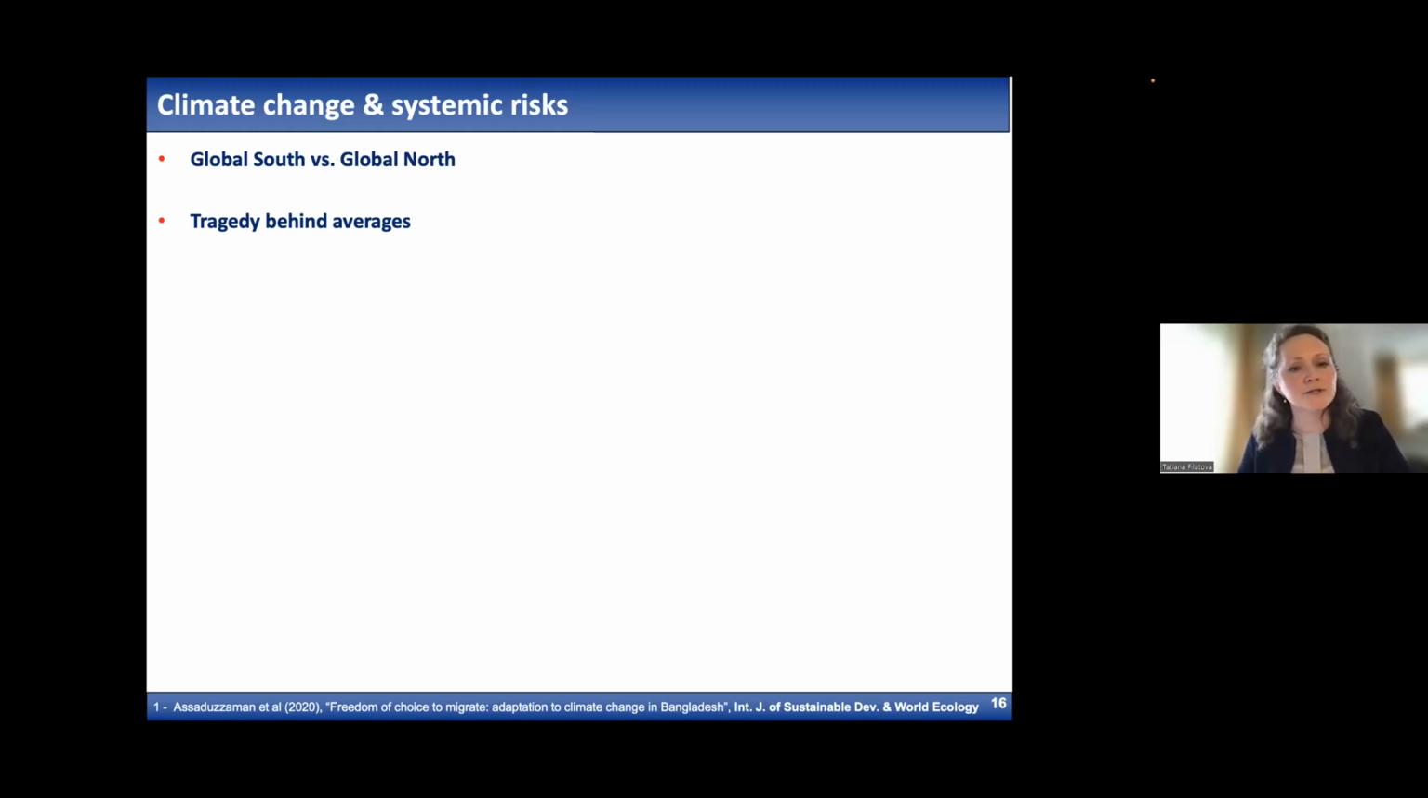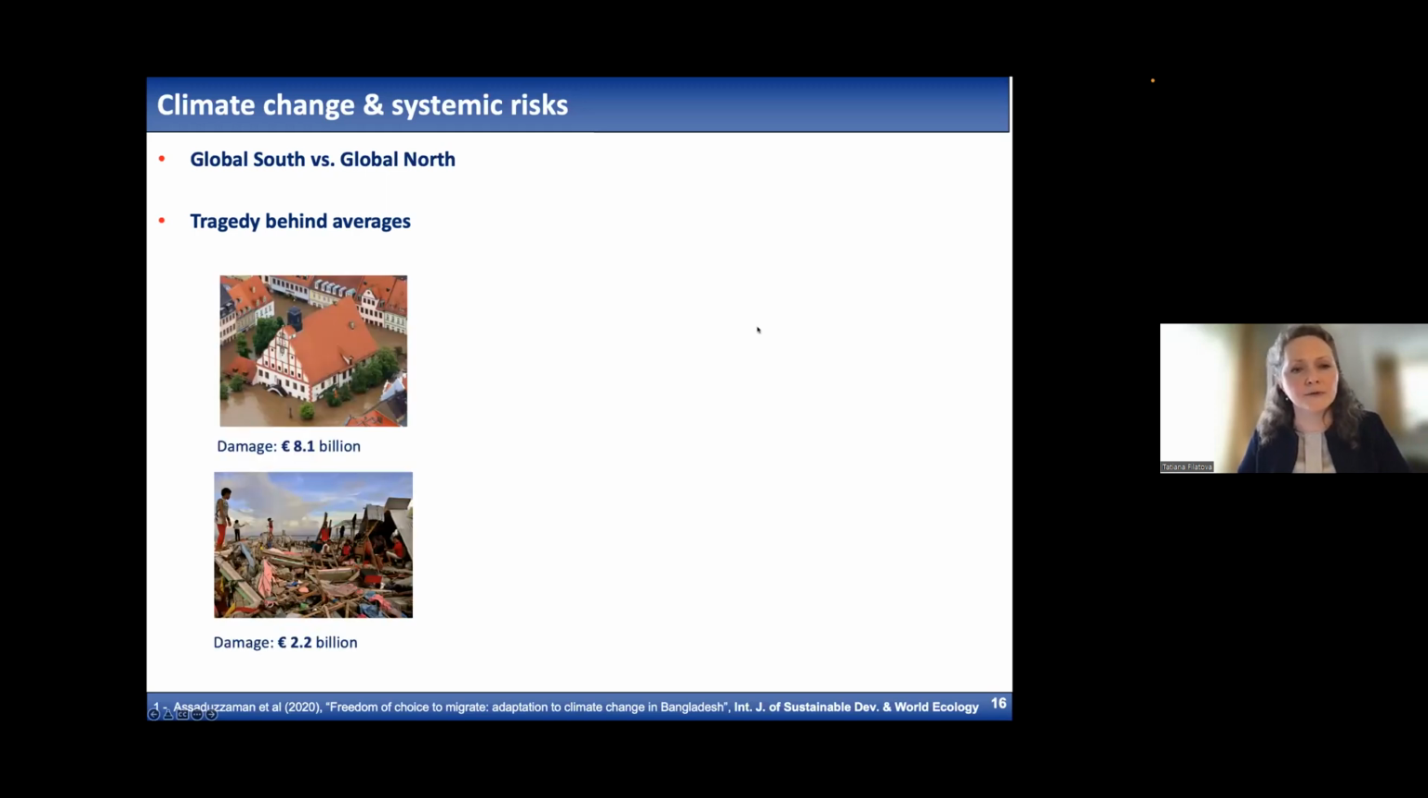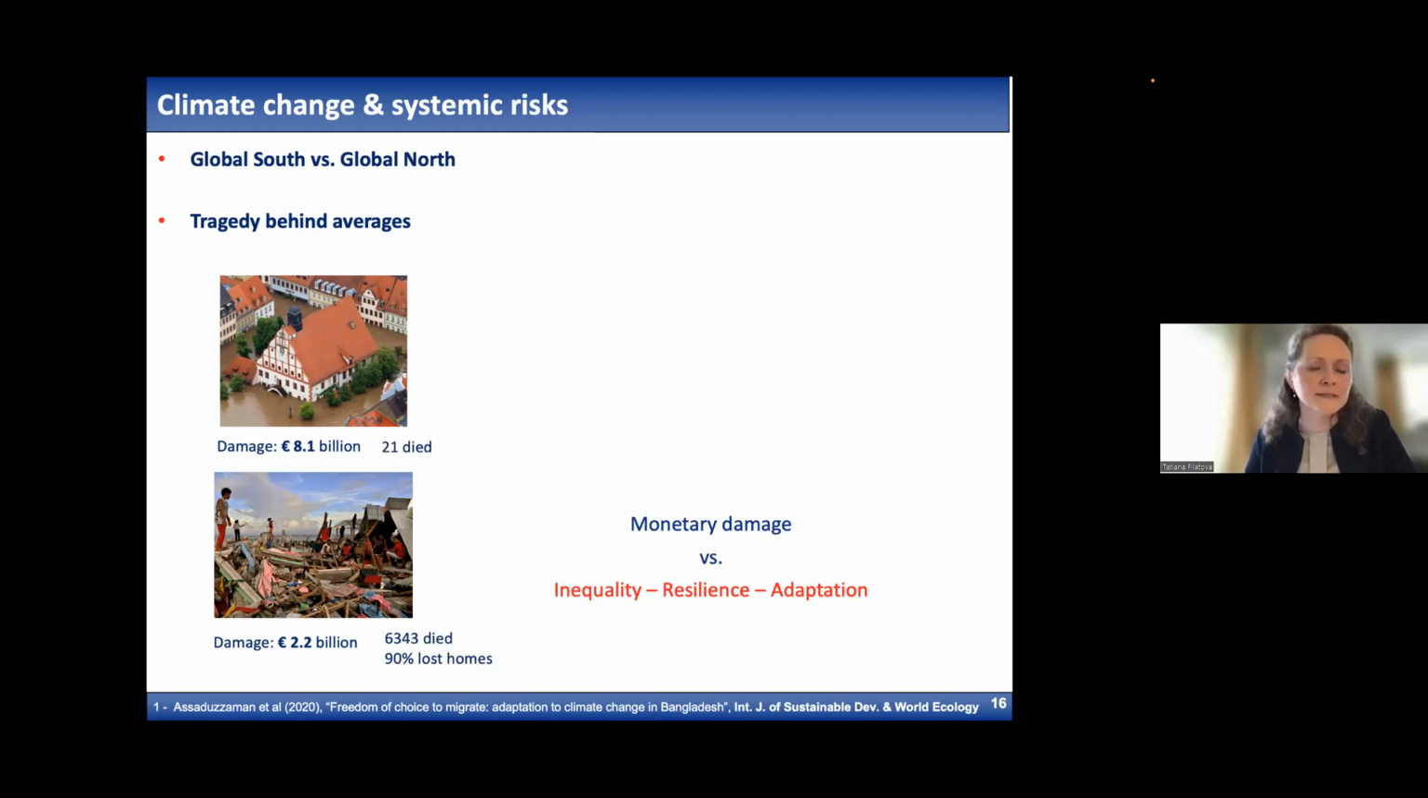So I wanted also to mention that we need to look beyond averages, because very often what we report are the total or average economic damages. And these are just the numbers from the 2013 floods in Germany and in the Philippines. Of course, you can probably conclude that the damage in Germany was 4 times bigger, but the societal impacts were incomparable in the 2 locations. So we really have to go beyond this and look at the inequality and distributional impacts, resilience and adaptation, because these different people also adapt differently.